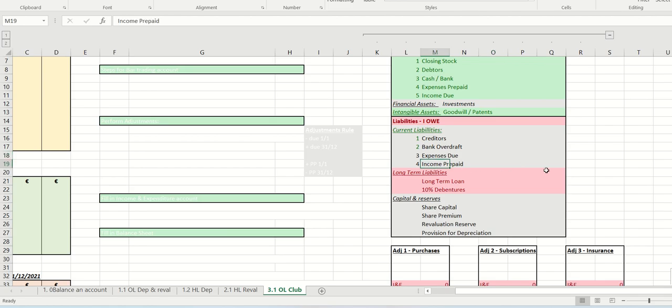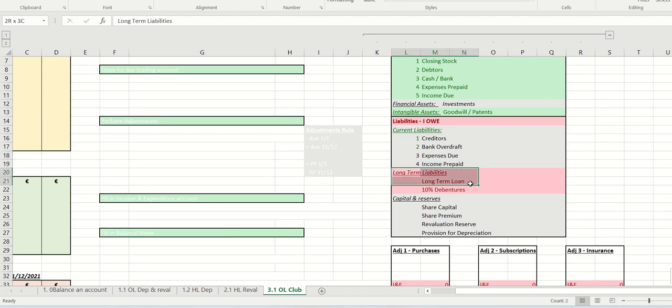And income prepaid. So if I have subscriptions prepaid, which you would often have in a club, subscriptions prepaid would be income prepaid. That goes here. Learn your list of 4, guys. Creditors, bank overdraft, expenses due, and income prepaid. I need you to learn them inside out and back to front, and it will really help you over lots of the topics that we're going to be doing in accounting for senior cycle.